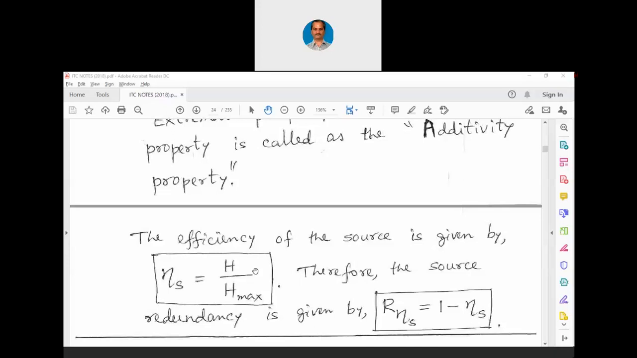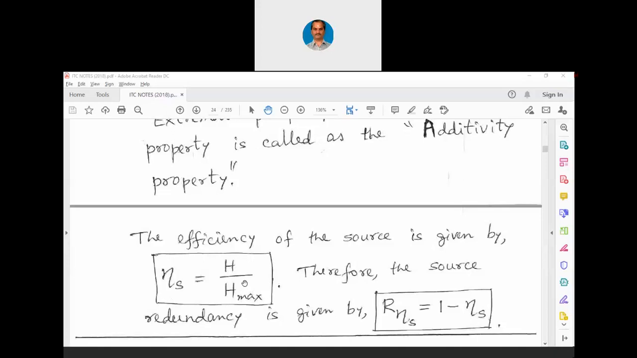So, the efficiency of a source is given by H, the real-time entropy, divided by H max, the maximum entropy. In general, the efficiency of any system is given by output divided by input. But here in information theory, it is not so, because you know that the maximum entropy is nothing but log m, and the normal entropy is always less than the maximum entropy. So, efficiency will be 1 only when the real-time entropy is equal to the maximum entropy. Otherwise, efficiency is always less than 1.